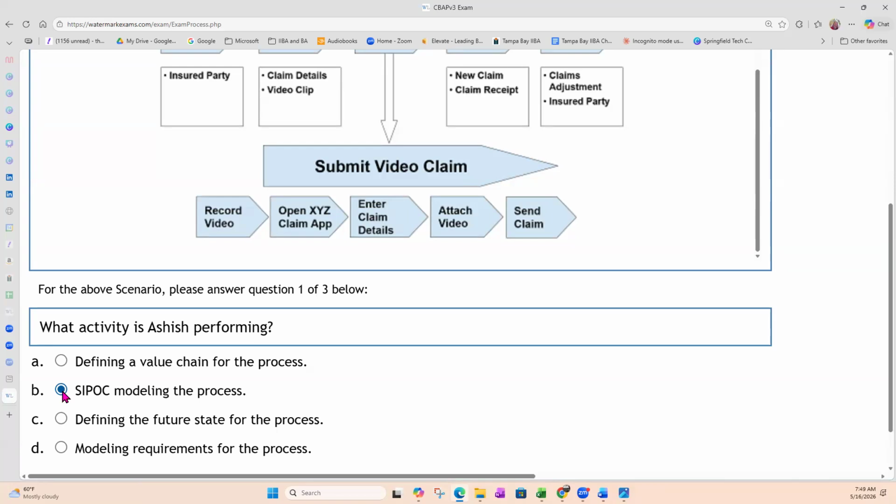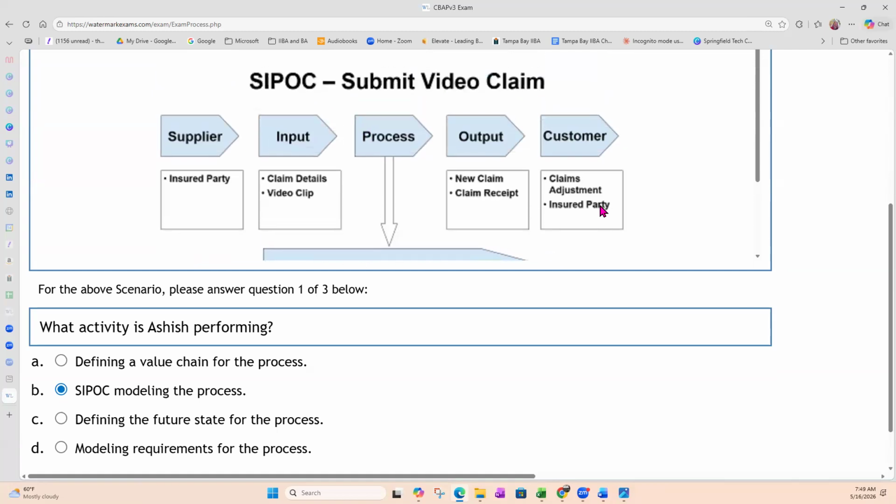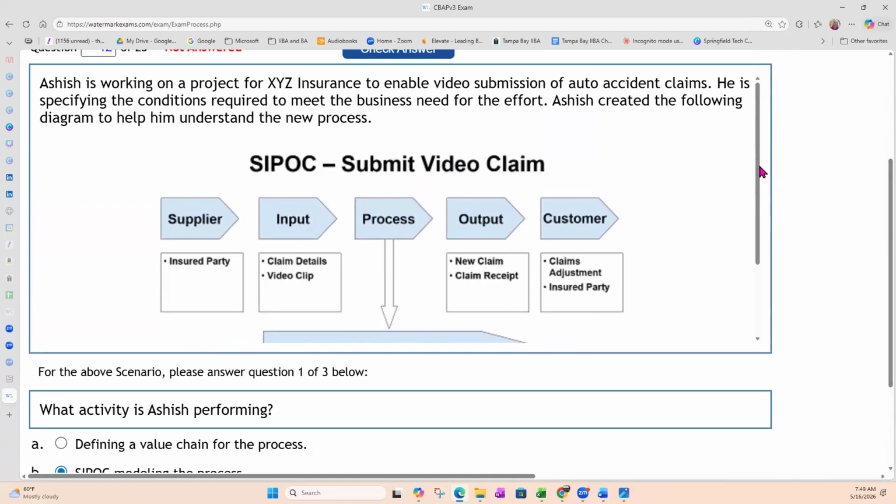Please, can you scroll up just so that I can read the question? Okay. Do you want to see the question or the SIPOC? Yeah, the question, not the SIPOC. Okay.